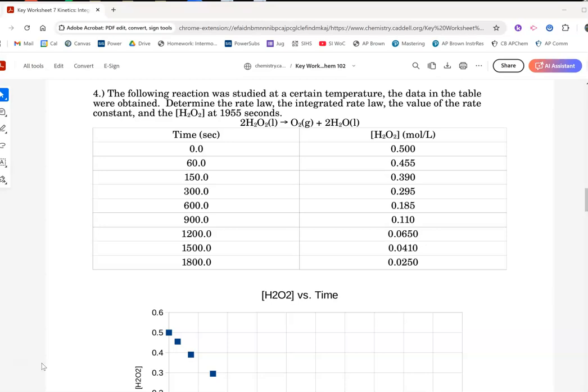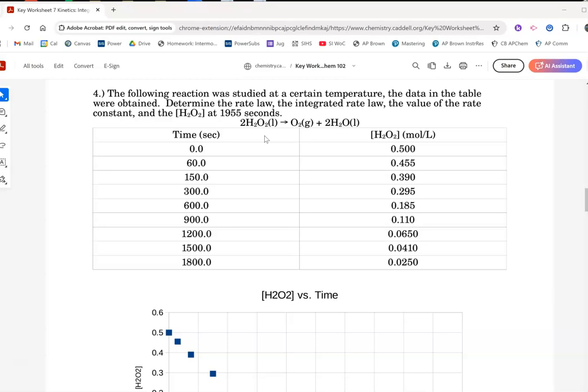Okay, let's look at one last example. Here is a data set that I looked up online, and it's for this decomposition of hydrogen peroxide reaction that you see near the top of this page. Over time, they monitored the concentration of H2O2. So this is the way a typical integrated rate law data set appears.